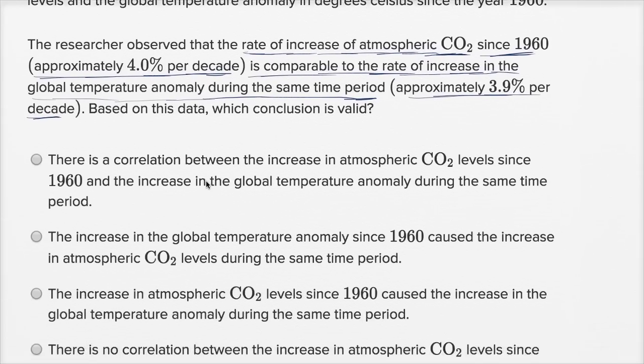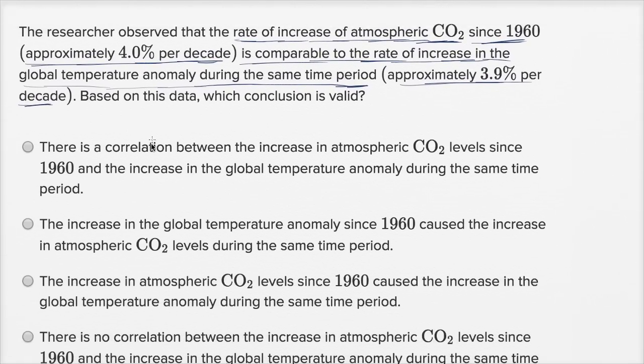All right, let's see. There is a correlation between the increase in atmospheric CO2 levels since 1960 and the increase in the global temperature anomaly during the same time period. That one seems pretty valid. These are both moving in the same direction together. That's what correlation tells us.